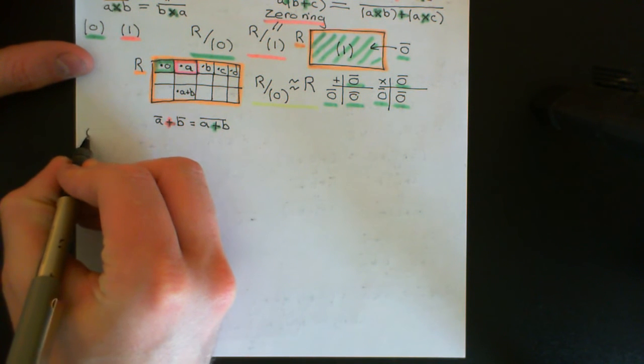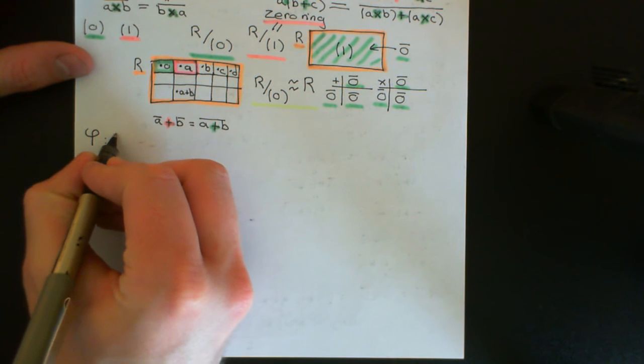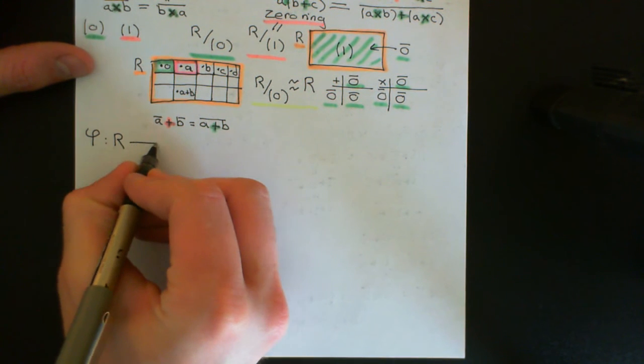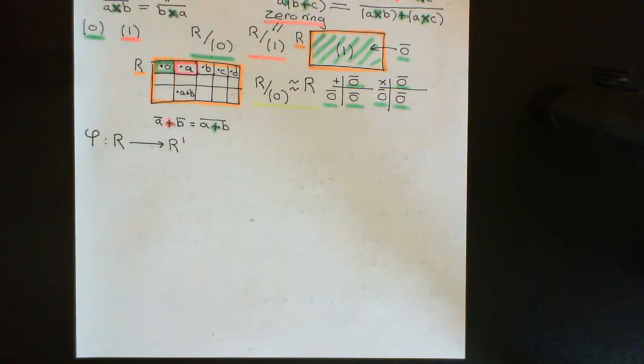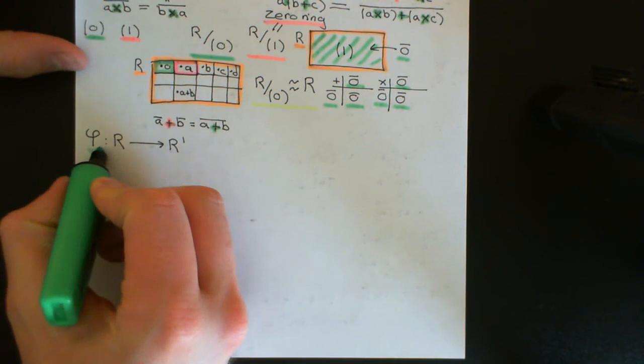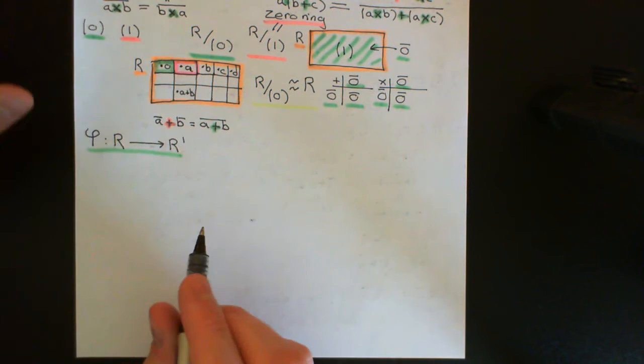A ring homomorphism is a map that doesn't need to be bijective between two rings. We'll call one ring R and the other ring R prime. I'll remind you that this doesn't need to be bijective. All it needs to be is a map from one ring, which we'll call the domain ring, capital R here, to another ring, which we'll call the codomain ring, capital R prime here.